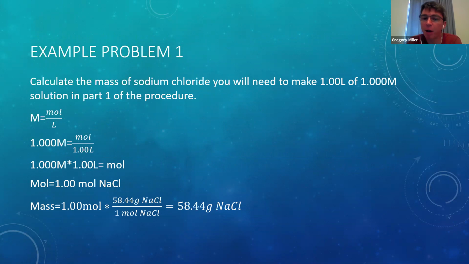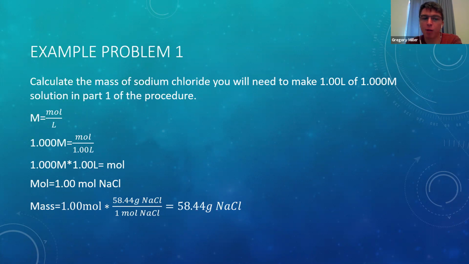A couple of the other calculations you might need to do or are expected to be able to do from this is being able to use molarity to calculate either moles, molarity, or the volume you need, depending on what's given to you. So calculate the mass of sodium chloride you'll need to make 1.00 liters of 1.000 molar solution. And this is to make the stock solution. This is the exact values that we had to use to make those solutions in lab.